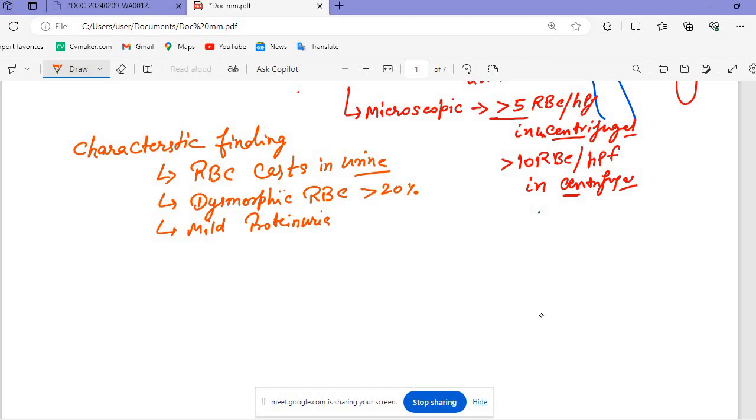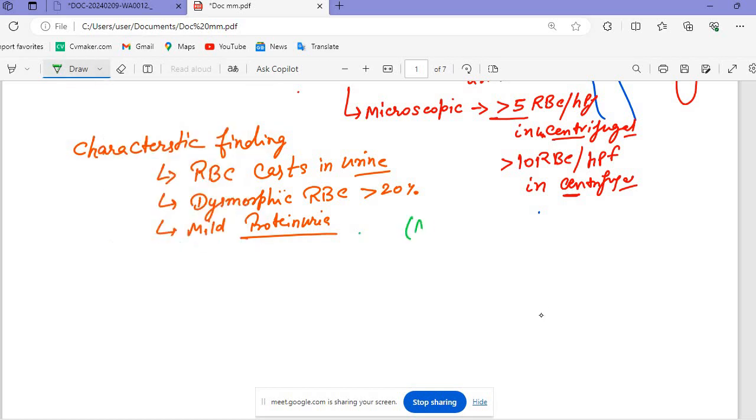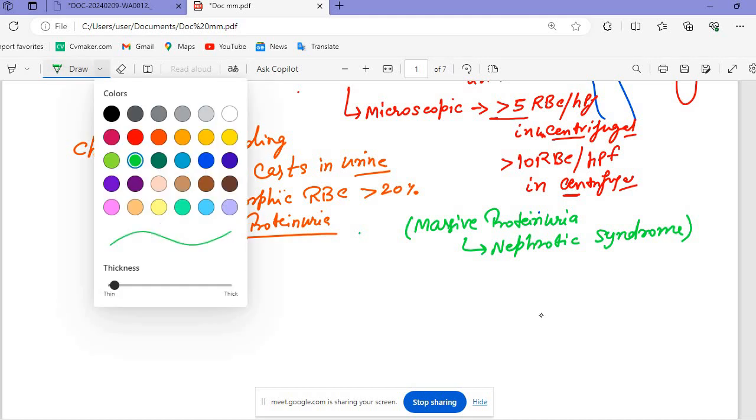Remember guys, if we have massive proteinuria, we will see it in the condition of nephrotic syndrome. So we can have mild proteinuria, and we can have massive proteinuria, which we see in nephrotic syndrome.